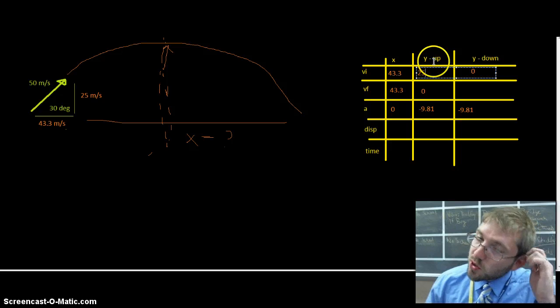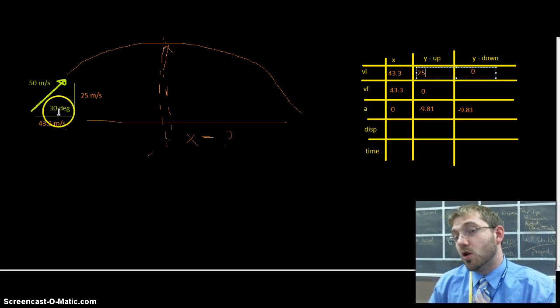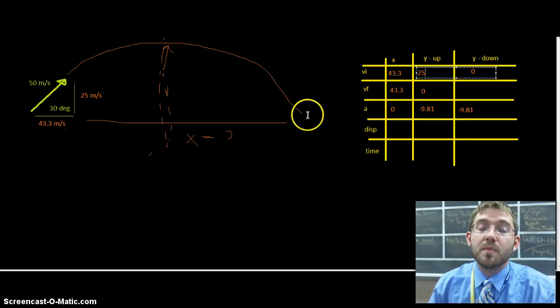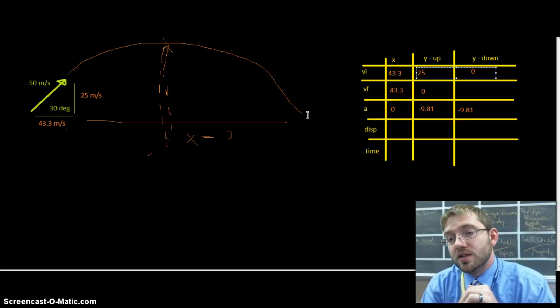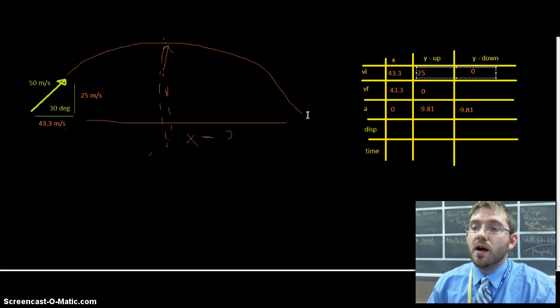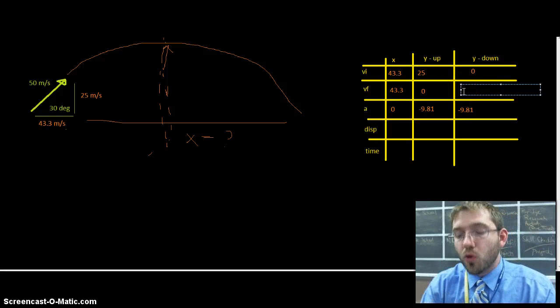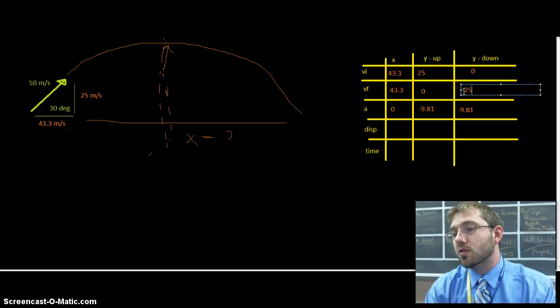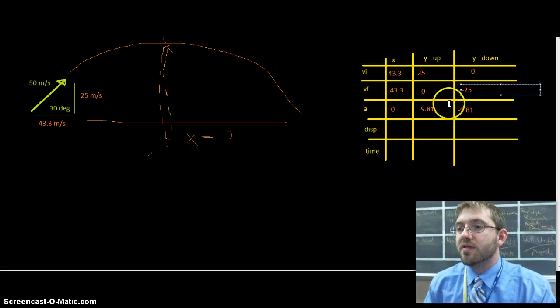Now, because this is purely parabolic and symmetric, I'm assuming that it lands at the same level as it started. I'm telling you it is. Because it's symmetric like that, the final velocity, just moments before it impacts the ground, is going to be the same magnitude, but in the opposite direction. So I'm going to write minus 25.